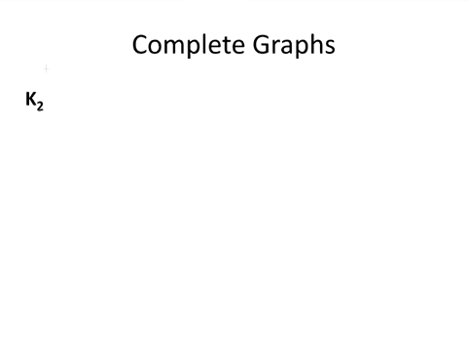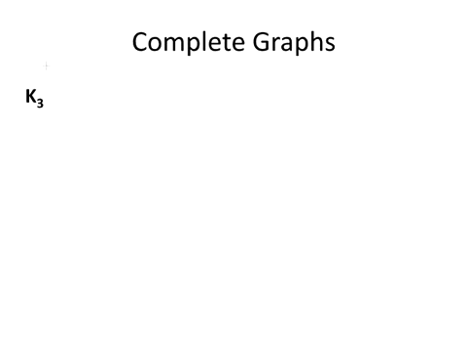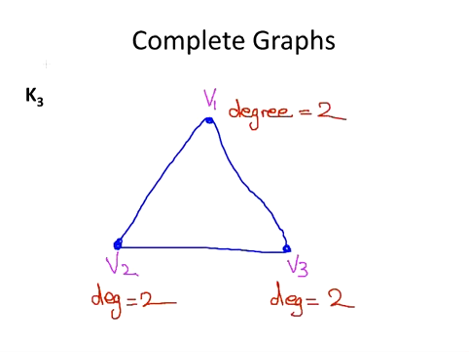Let's first off draw K2. Well, we have two vertices and each vertex has degree 1 and there's only one edge. So that's a simple case to start off with. Now let's look at K3. There are three vertices, v1, v2, v3, and each of these vertices has degree 2, and the number of edges is 3.